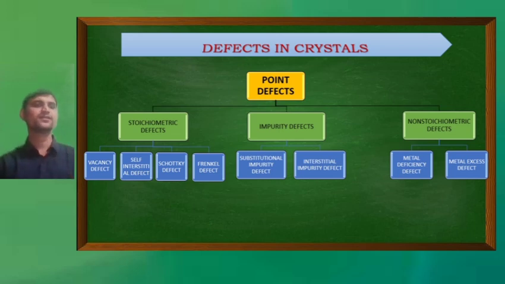Stoichiometric defect is further divided into 4 parts: vacancy defect, self-interstitial defect, Schottky defect, Frenkel defect. Impurity defect is further divided into 2 parts: substitutional impurity defect and interstitial impurity defect. And the next one, non-stoichiometric defect, is further divided into 2 parts: metal deficiency defect and metal excess defect.